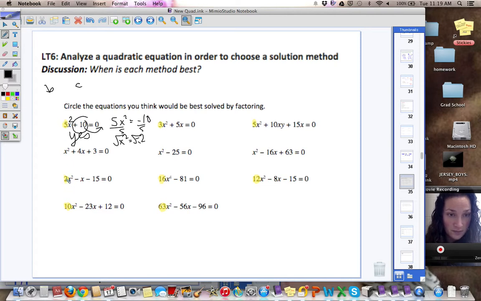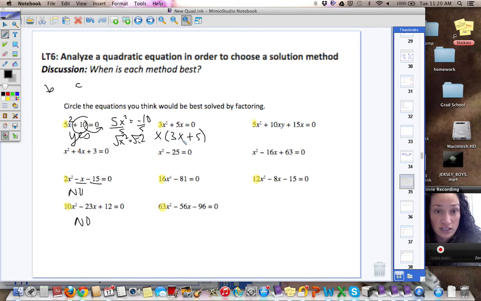Let's go down here. So I have a 2 here, I have a b term, and I have a c term. So since it's a higher number, I'm going to put a no there. Here, my a term is 10, with b and c, I'm going to put no. So if it has b and c, I would automatically say no. Over here, this just has a b and no c, which means I can pull out an x. So this would be 3x plus 5, which is factoring. This is considered factoring. So I'm going to put a yes here.